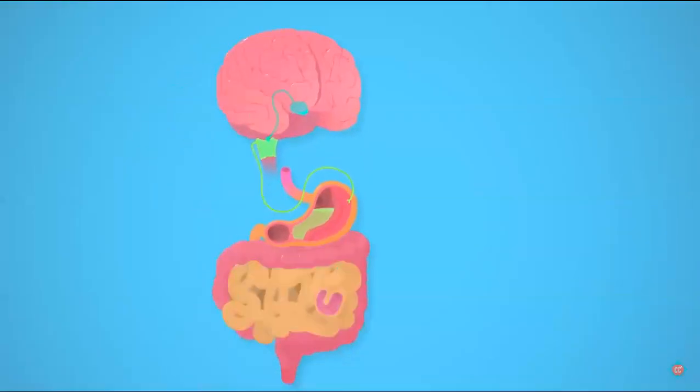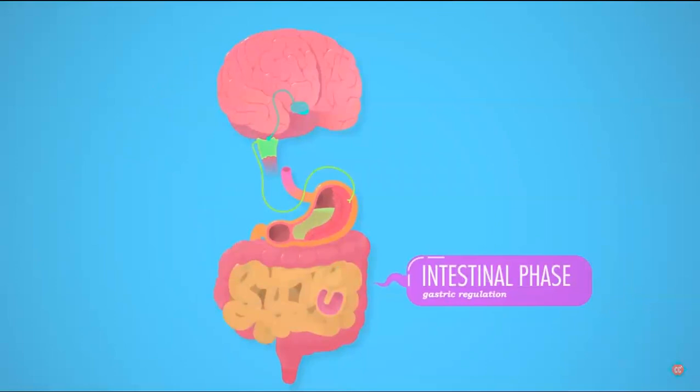Now, the third phase of gastric regulation, the intestinal phase, speeds or slows the rate in which your stomach empties so that the small intestine doesn't get too overloaded with too much acid or with the creamy paste that your stomach turns your food into, also known as chyme.